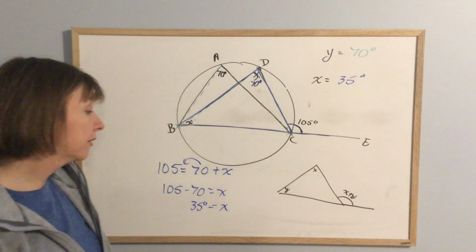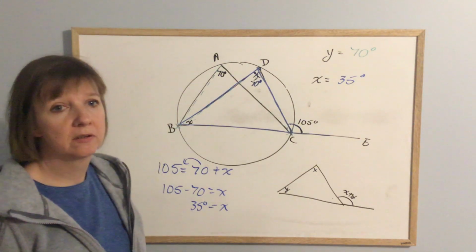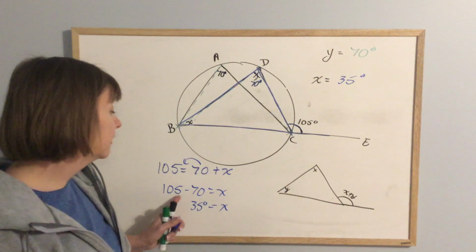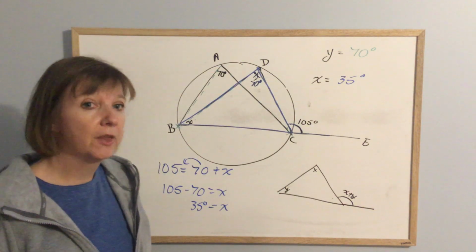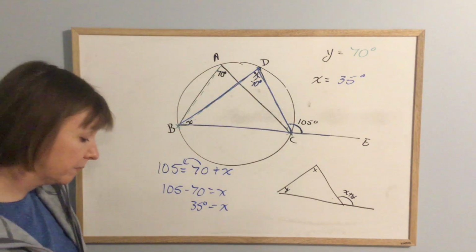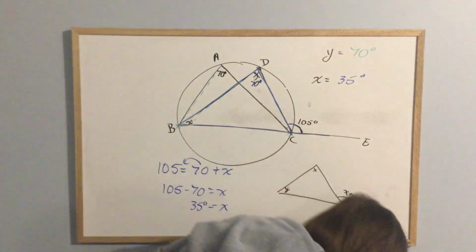So what work would I expect to see? Something like that. I would expect to see that you did 105 minus 70 so that I know kind of where your thinking was.